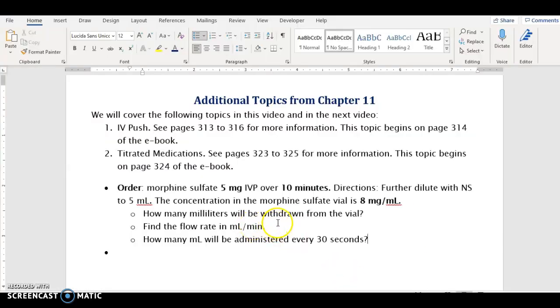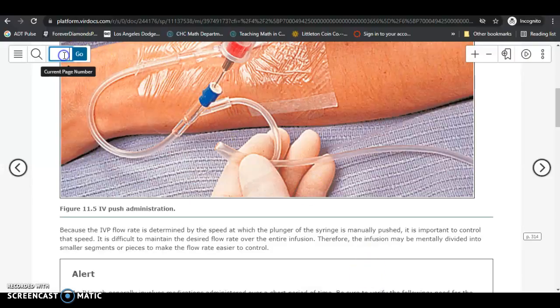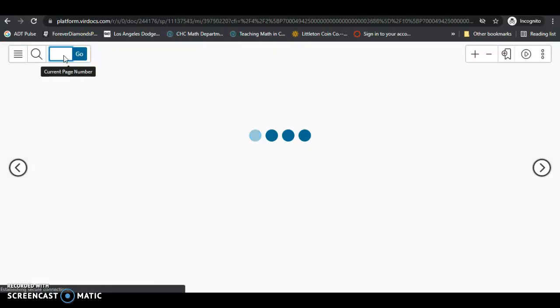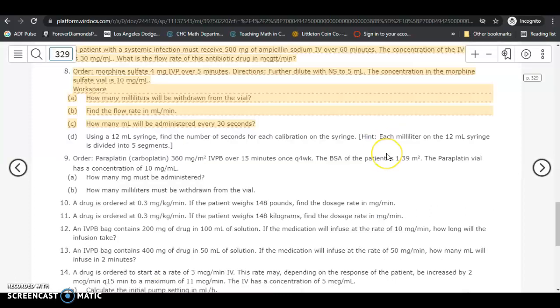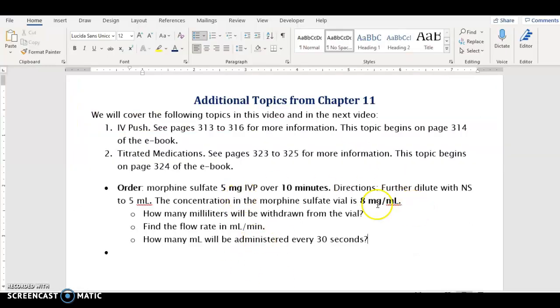Let's go ahead and take a look at our example. This is just like exercise number 8 in chapter 11. I copied it, but I changed some of the numbers. The example is similar, but the numbers are different. The numbers that I changed here are in bold. The example says we have an order for morphine sulfate, 5 milligrams IVP, so IV push, over 10 minutes.